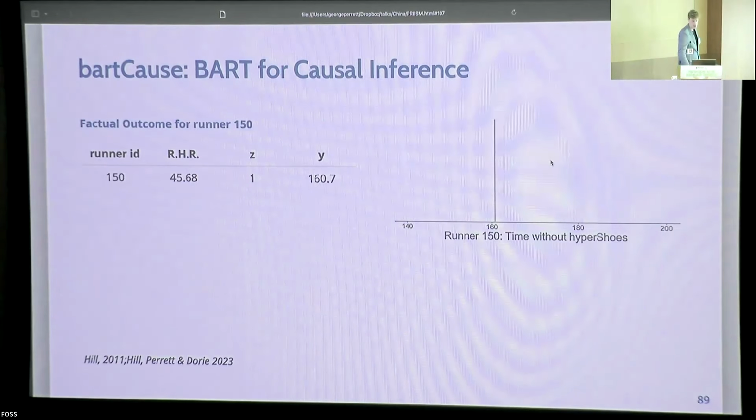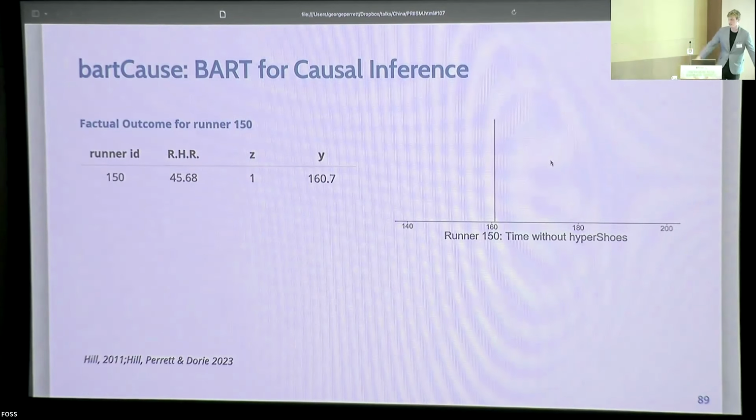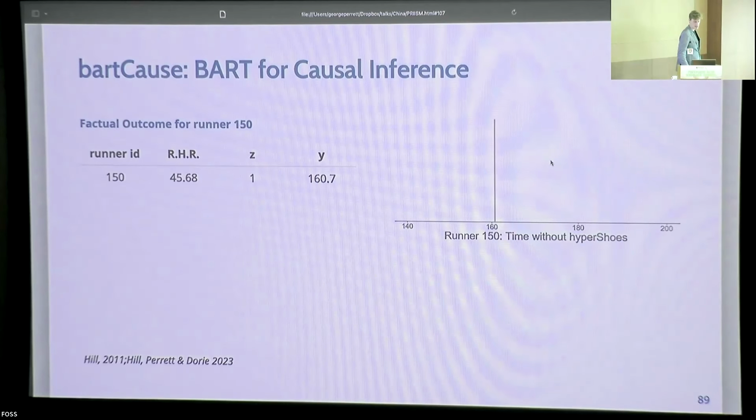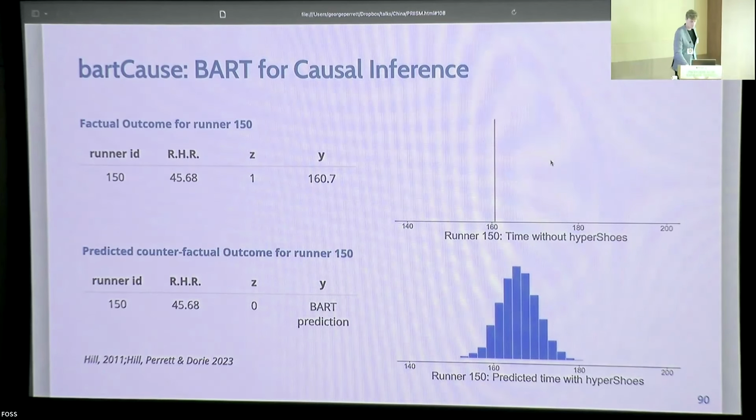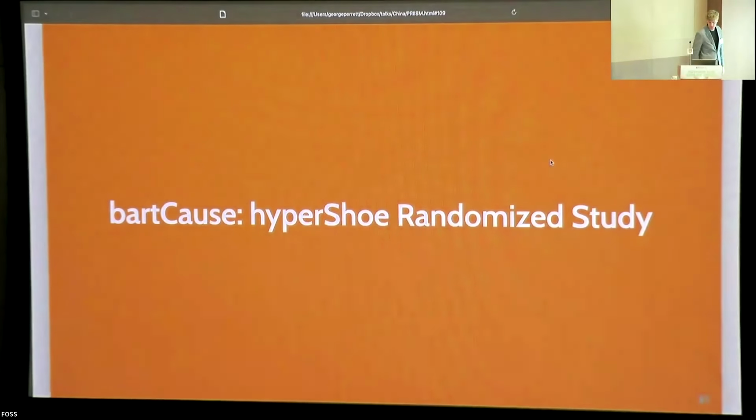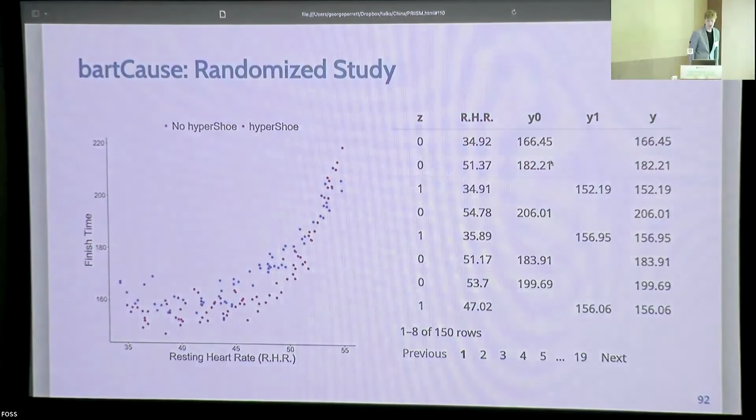And we're going to repeat this process for every person in our data set. We're going to go all the way up to the 150th person, take their observed case, this person actually ran with the shoes, we know what that is. We're going to say, what if they didn't run with the shoes? What if we flipped their z around and then used our BART model to predict what would have happened? So we're going to do that for everybody. And let's see what happens.